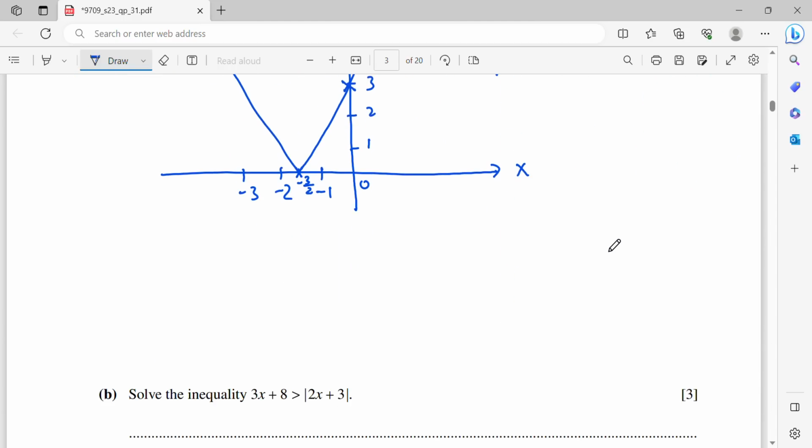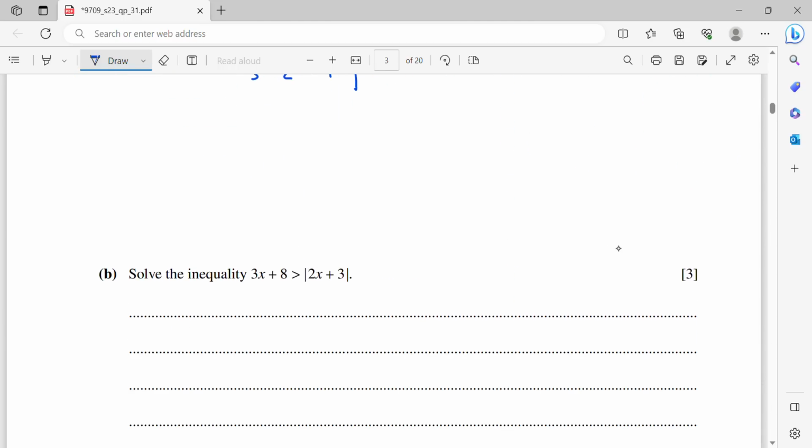It's solved. Now, B, solve the inequality 3x plus 8 greater than modulus of 2x plus 3. Since we have sketched modulus of 2x plus 3, we can just use the graph to solve this question. So now I will find the points for 3x plus 8. When y equals 3x plus 8, when x equals 0, y is 8. When y equals 0, x will be negative 8 over 3.